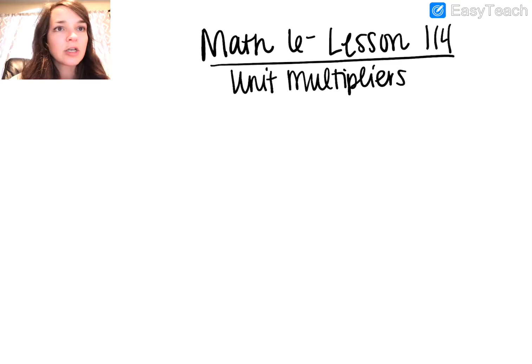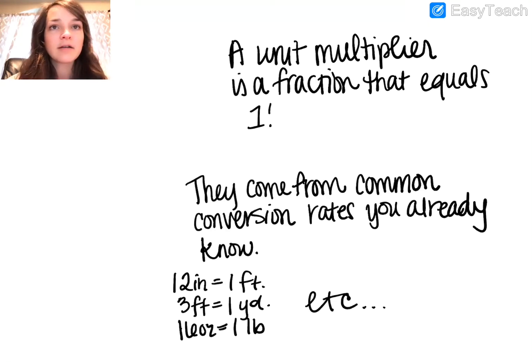So let's look at what it means to use unit multipliers. Here, let me pull this up real quick. We've got a little definition. So a unit multiplier, let's just give this a little color. It's always better to look at when it's got a little color. A unit multiplier is a fraction that equals 1. What that means is, any unit multiplier, which down here I gave a bunch of examples of, like common conversion rates that you already know. So you already know that 12 inches equals a foot. You already know that 3 feet equals a yard, and you already know that 16 ounces equals a pound, okay?